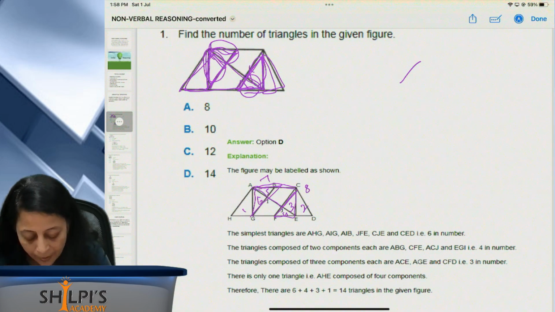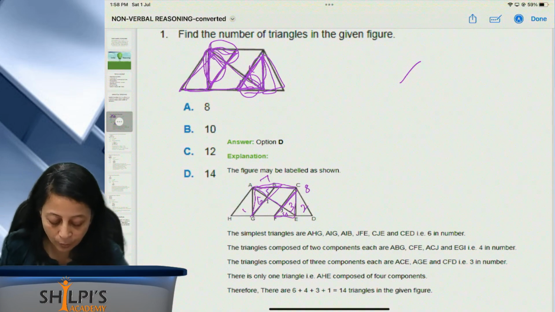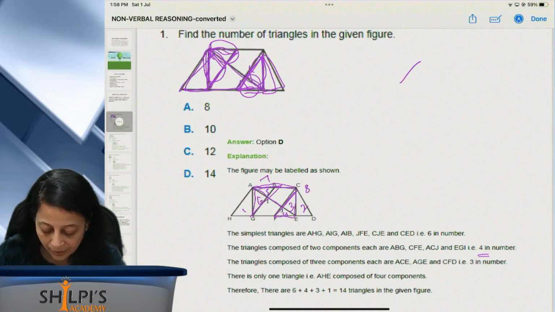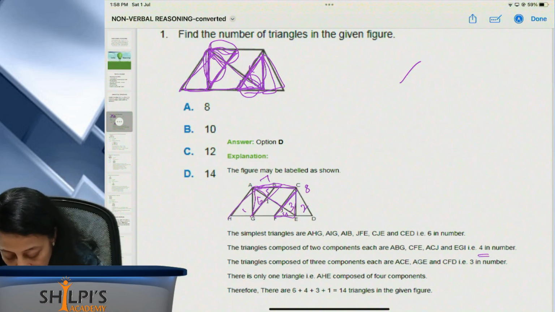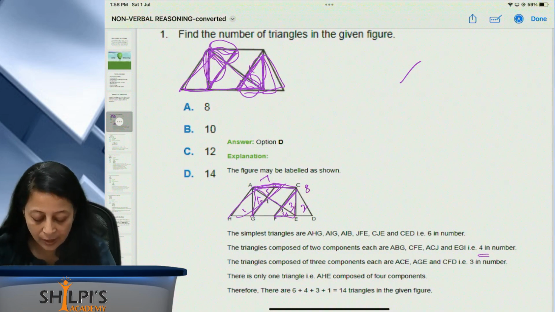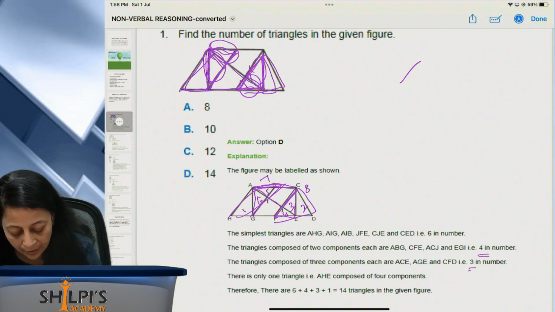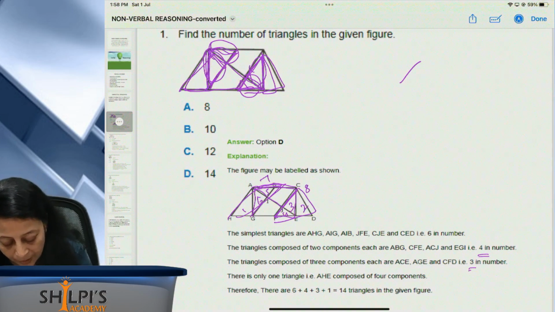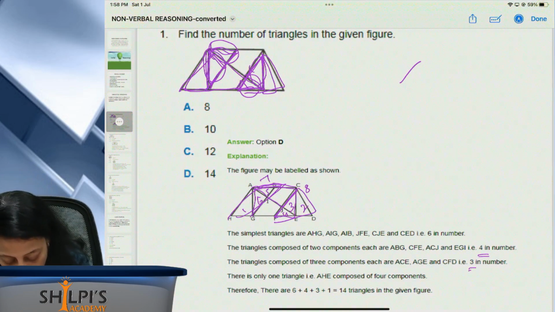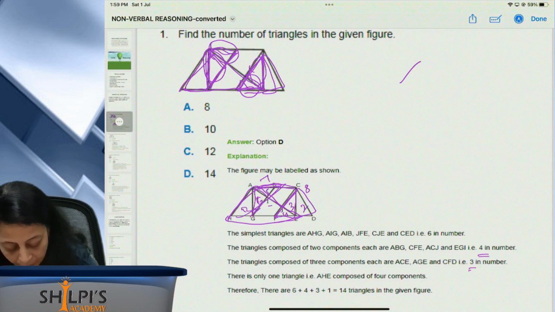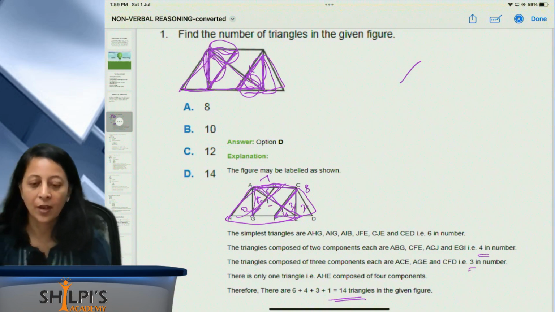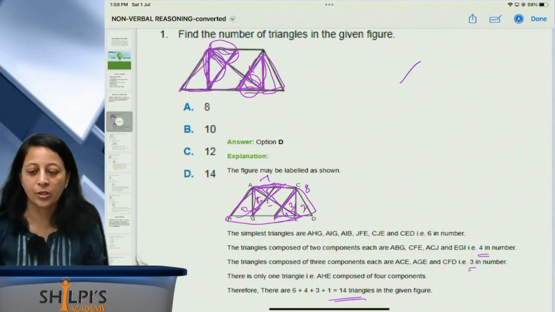So two components, likewise if you see they are 4 in number. Triangles with 3 components, they are 3 in number. And 4 components, A, H and E, here you have 4, 1, 2, 3, 4. So totally it is 14 triangles. You have to be very careful, students.